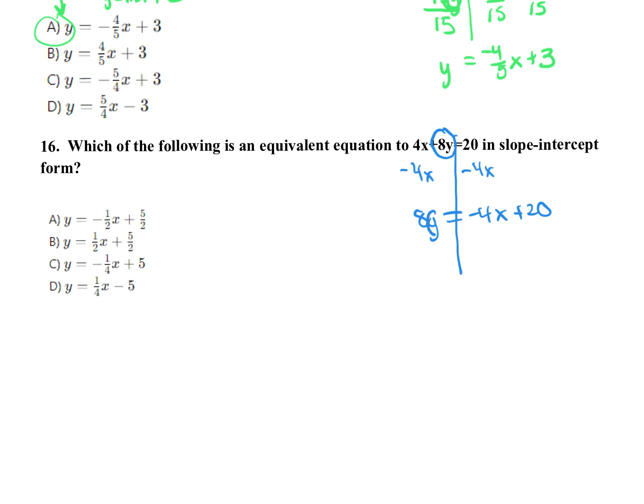We want to get just the y by himself. The y is multiplying with 8, so divide by 8, divide by 8, divide by 8. Everything has to get the same treatment, so everyone gets divided by 8. Y equals, if you type negative 4 over 8 in a calculator, it comes out to negative 1/2 x. And if you type 20 over 8 in a calculator, it'll reduce down to 5 over 2, making the answer choice A.